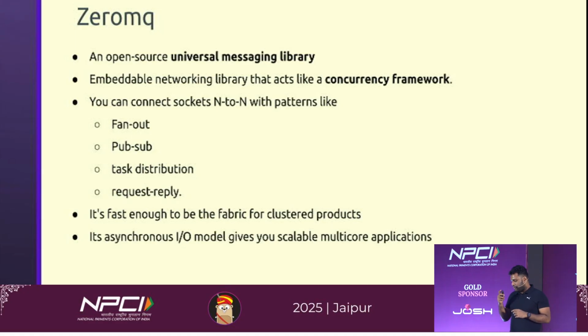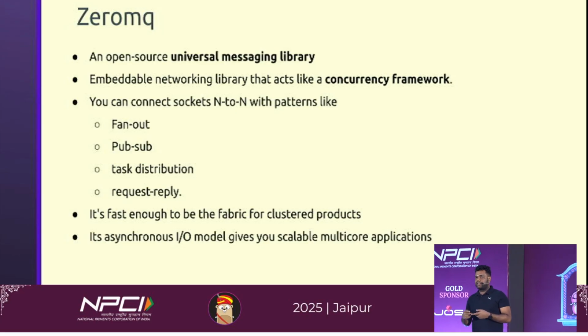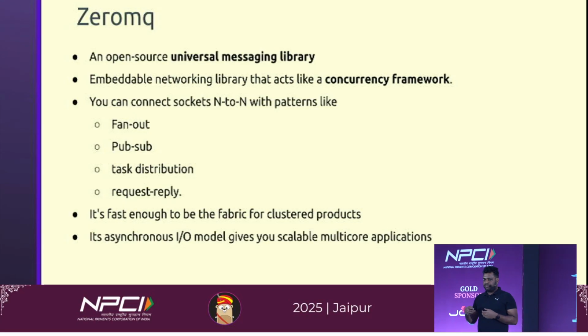0MQ also helps you build chatty systems. This is the core library that is used for fetching ticker data, like in the stock markets. And 0MQ allows you to create fan out, pub sub, task distribution, request reply, all kinds of those patterns. So you can basically create a P2P, a peer-to-peer client for downloading torrents or something like Skynet, something like that.